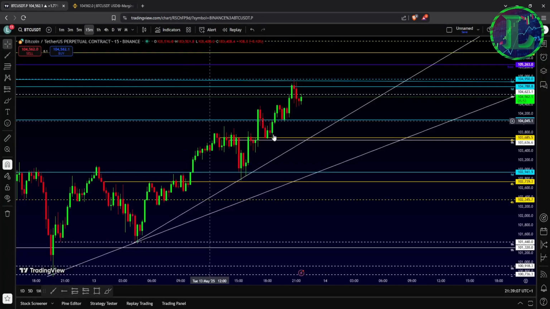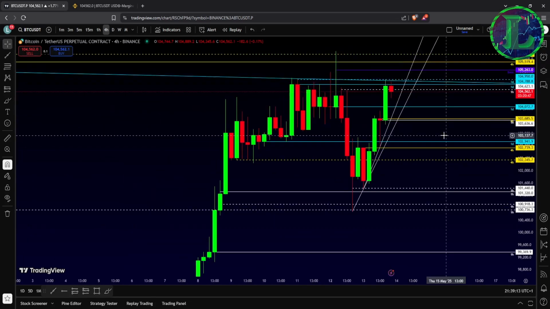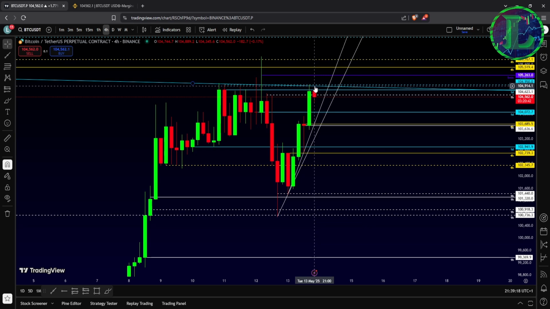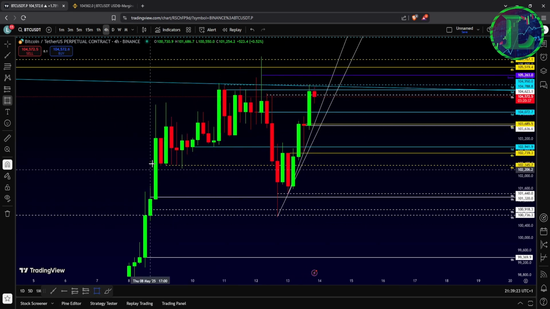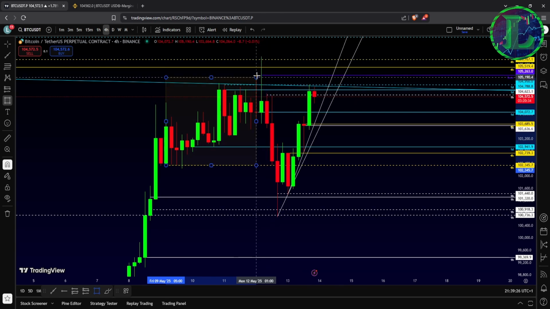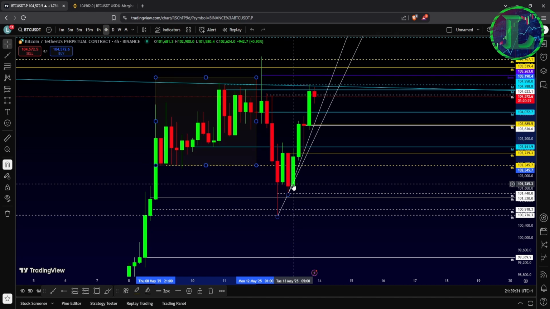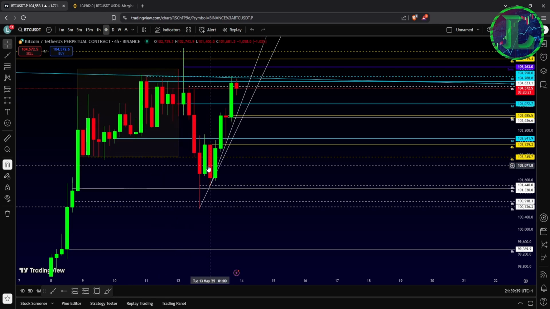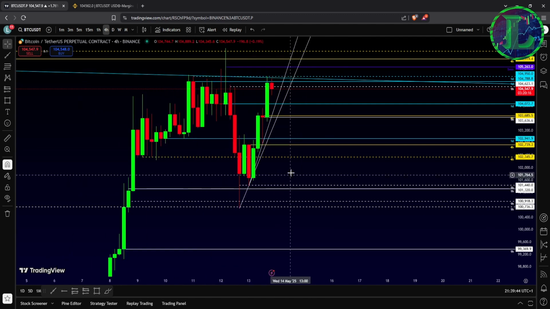Okay, so we are in this range, and this is why I believe this is the last point for a short, because after this previous range, okay, after this range, let me put it here maybe, we created a lower low. Okay, so even though we are testing the highs here of this range, before that we created a lower low, and for me that's kind of bearish.